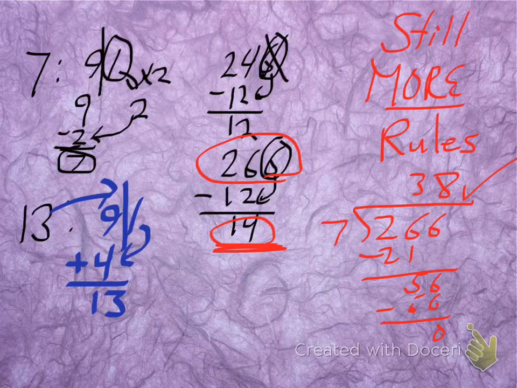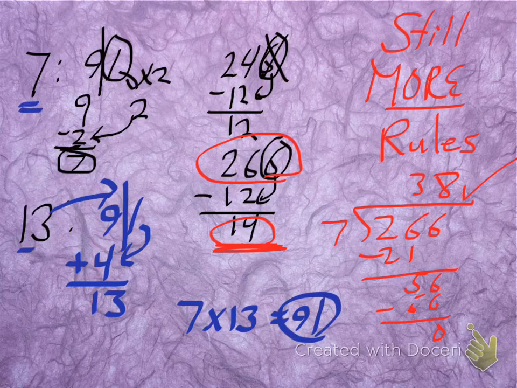And of course it does, because we just did that a second ago. 7 times 13 is equal to 91. So actually 91 was divisible by both of the numbers on the screen, both 7 and 13.